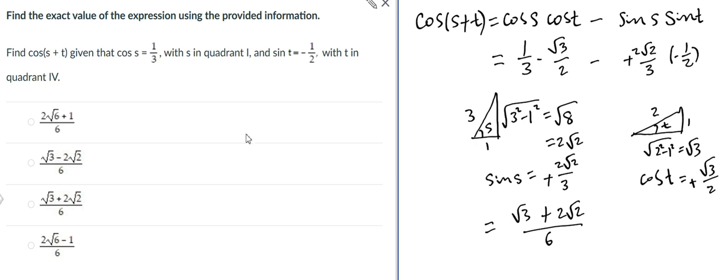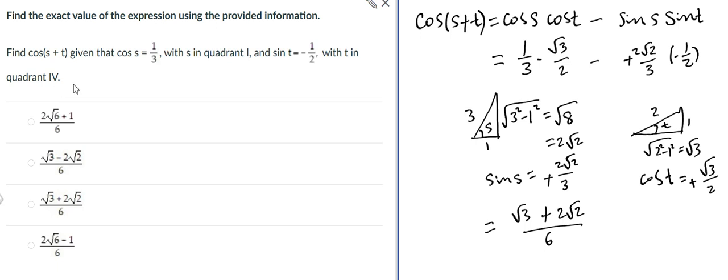Let's look at this question. Find cosine of s plus t, given that cosine s is 1/3 with s in quadrant 1, and sine t is negative 1/2 with t in quadrant 4.